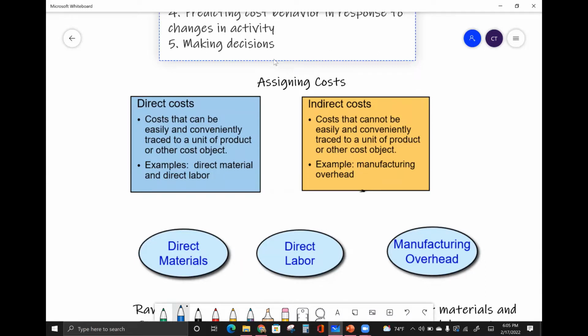Okay, so when we're assigning costs, there are 2 costs that you have to look at. Direct costs, those are easily identified. We can trace them into an automobile. Think about the example of a car with radios. The radio went from here and went into that car. It's very easily traceable. It may have a serial number on it.